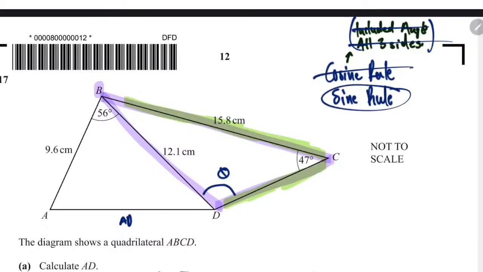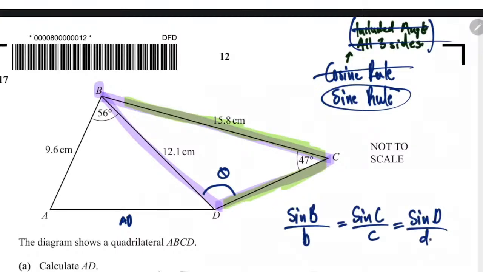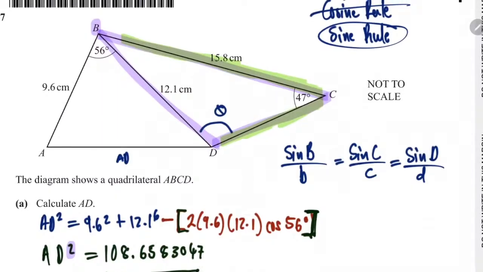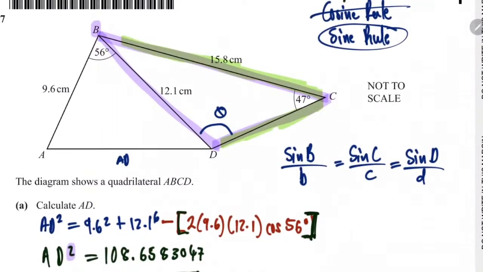Now, when you're using the sine rule, check your letters. You have B, you have C, you have D. So it will be sine B over small b is equal to sine C over small c, which is equal to sine D over small d. These become the letters. Now, you need to choose one letter which is not part of the question.